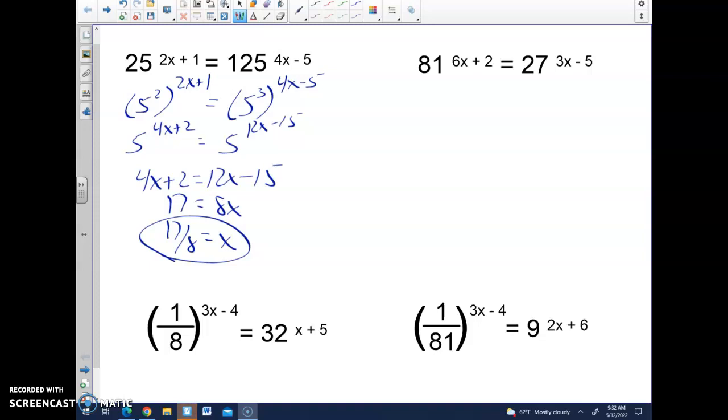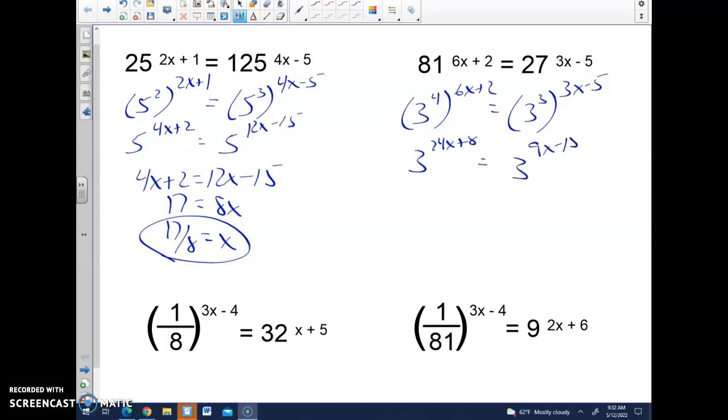Same deal here, I need to use a base of 3 with 81 and 27. 3 to the 4th is 81. 3 cubed is 27. Power to a power, we're multiplying. 24x plus 8, 9x minus 15. And now I'm setting them equal. 24x plus 8 equals 9x minus 15. We subtract 9x, we get 15x. We subtract 8, we get negative 23. And my x is negative 23 over 15.